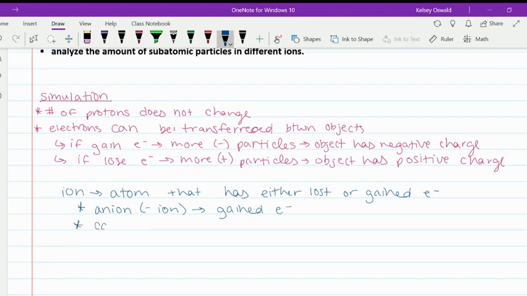On the flip side, a cation is going to be positive. So this is going to be an element that has lost electrons. A fun way to remember that is thinking that a cation is positive. Okay, so whenever you see cation, think positive.